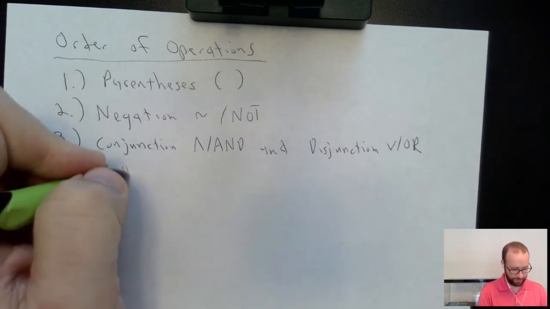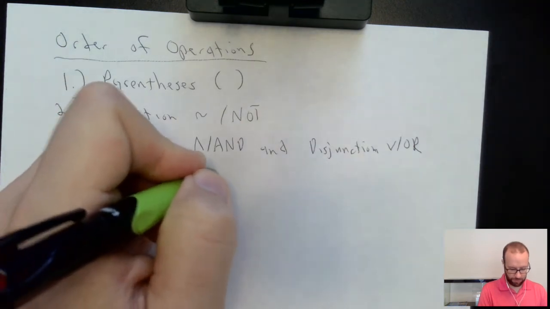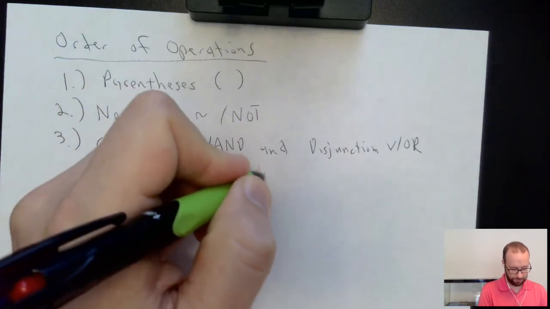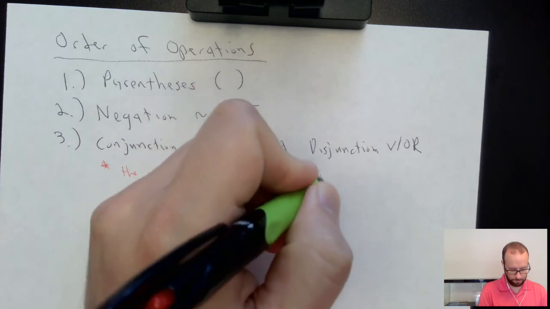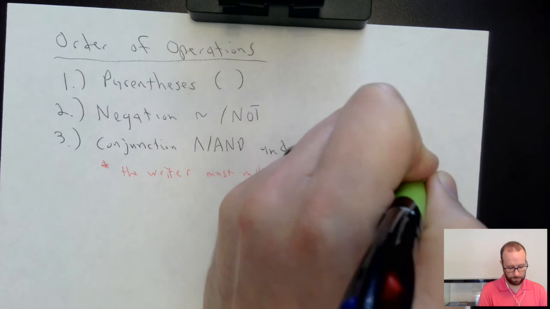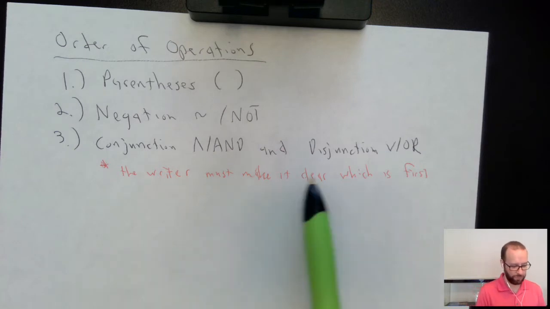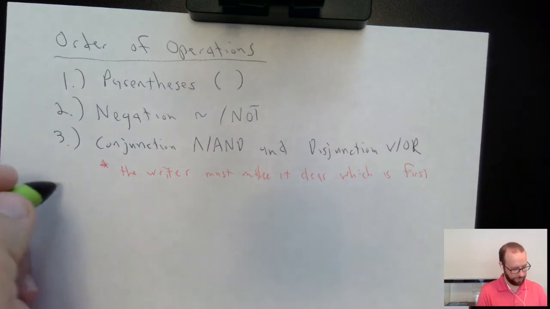We're going to say, if we have both of these, the writer must make it clear which is first, either by using parentheses or if it's a sentence, a comma. If we have something that's an and an or and there's no indication of what's first, we're going to say that that's not well formed. It's a bad sentence because we're treating both of these on the same level, but we're not saying specifically to do them from left to right.